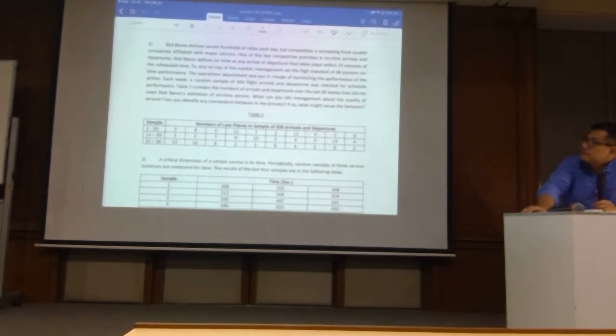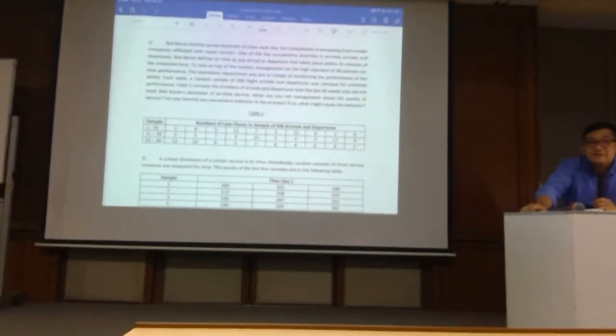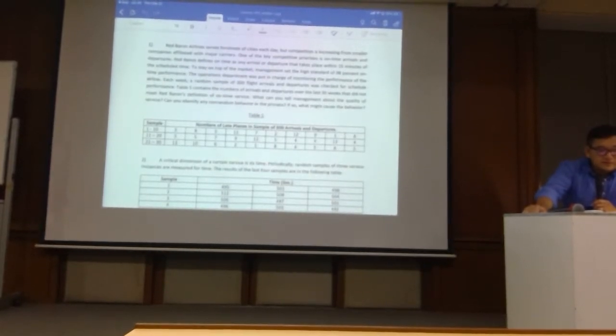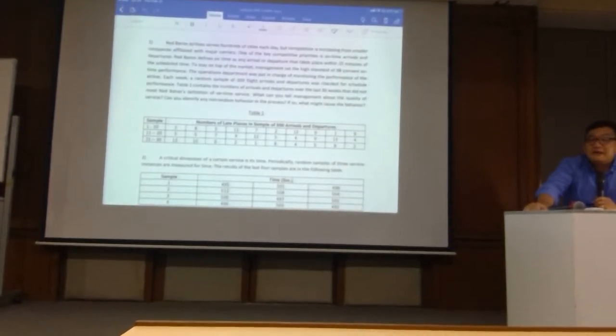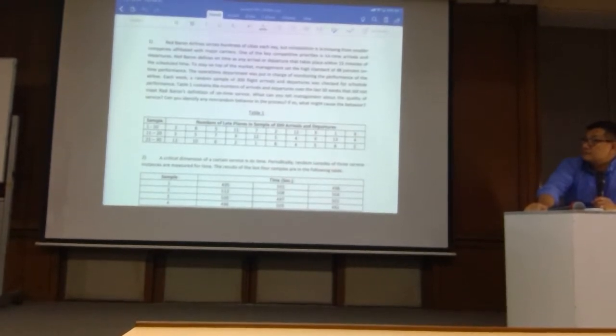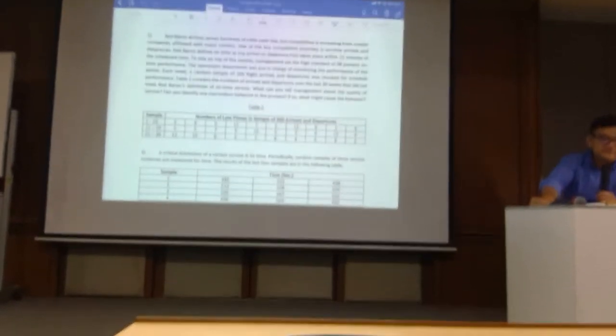The first example, Red Baron Airline, P chart. P chart, right? Yeah. Correct. The P chart. Because it measures the number of late planes, right? But it comes from the base of your sample, 300 arrival and departure planes. So you make a sample of 300 flights and see how many flights are late, right? So we should apply the P chart for the first example.